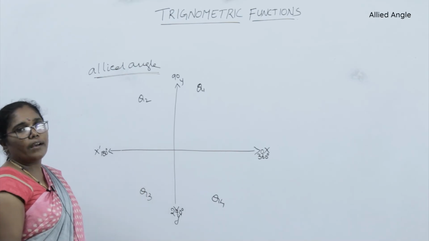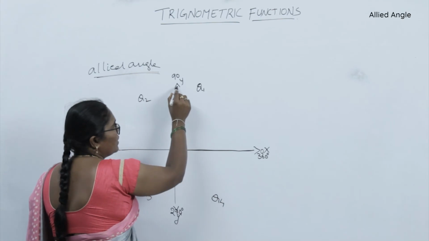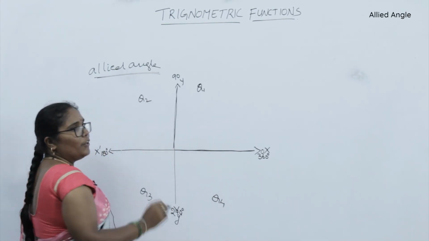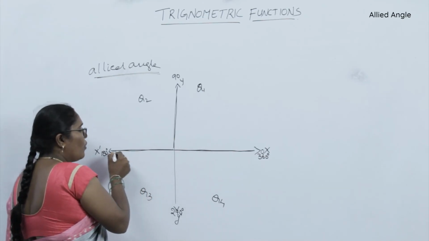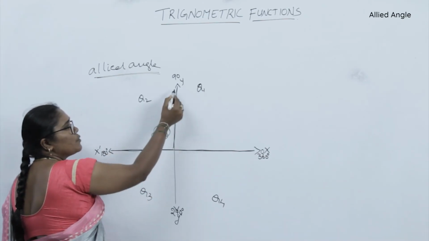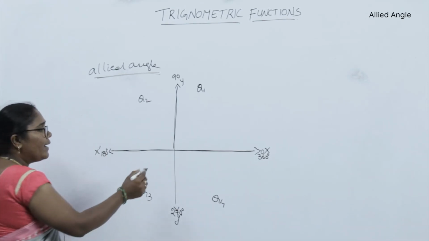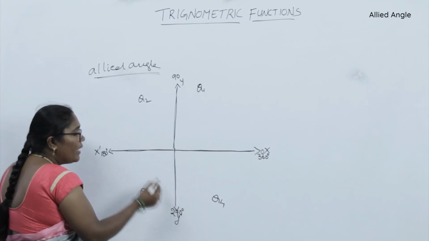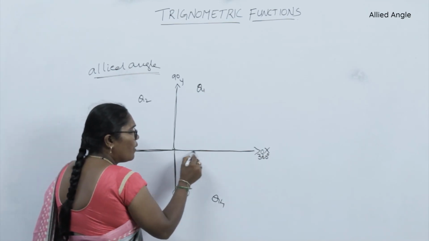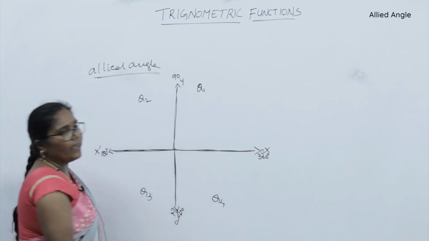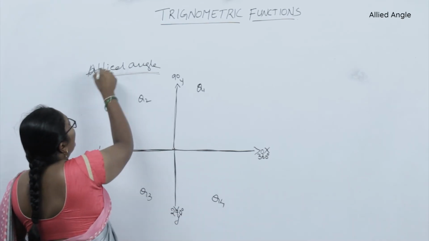In the first quadrant, as you already know, x value is positive and y value is positive. In the second quadrant, x is negative and y is positive. You already know this, just basic things. In the third quadrant, the x-axis is negative and the y-axis is negative. And in the fourth quadrant, x is positive and y is negative. Okay, now I am writing what is meant by an allied angle.